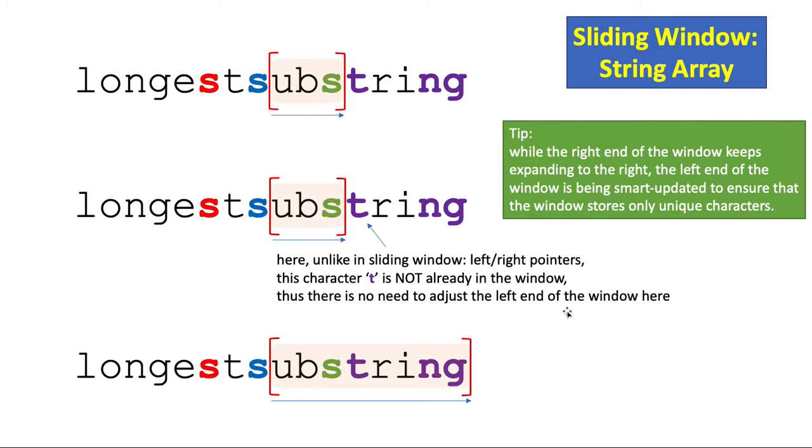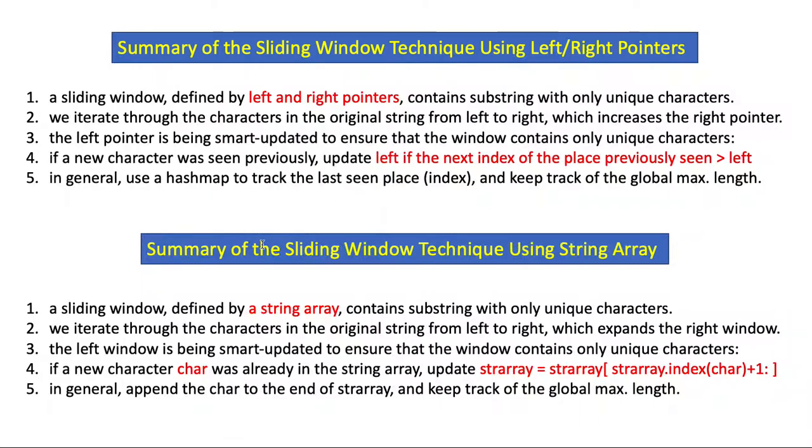Because of this property, the string array version of the sliding window technique is more intuitive. However, the string array uses a list, and therefore is computationally less efficient than using a hash map to keep track of the index. Here are the summaries of the sliding window technique using either left and right pointers or string array. Please feel free to pause the video to read the information here in some more detail. The major difference is how to update the left end of the window.